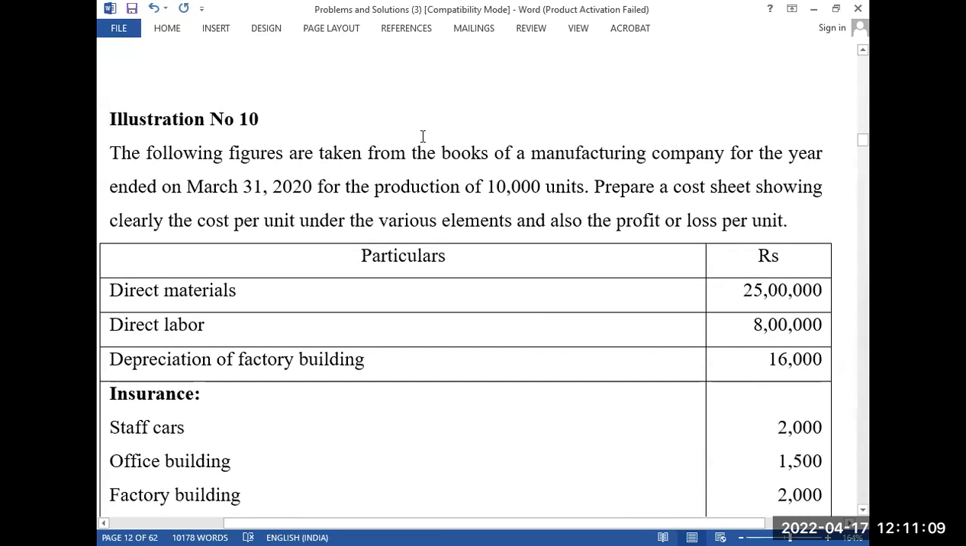The following figures are taken from the books of a manufacturing company for the year ended March 31st, 2020 for the production of 10,000 units. One second, madam. So this data given to us is relevant to how many units of production? 10,000 units. That you have to keep in mind. Okay, next. Prepare a cost sheet showing clearly the cost per unit under the various elements and also the profit or loss per unit.